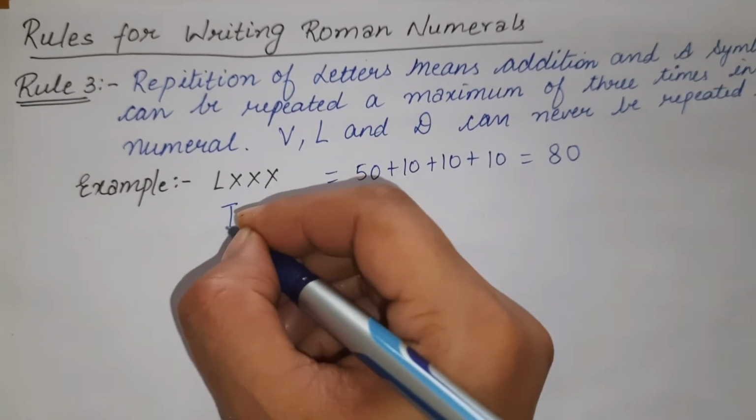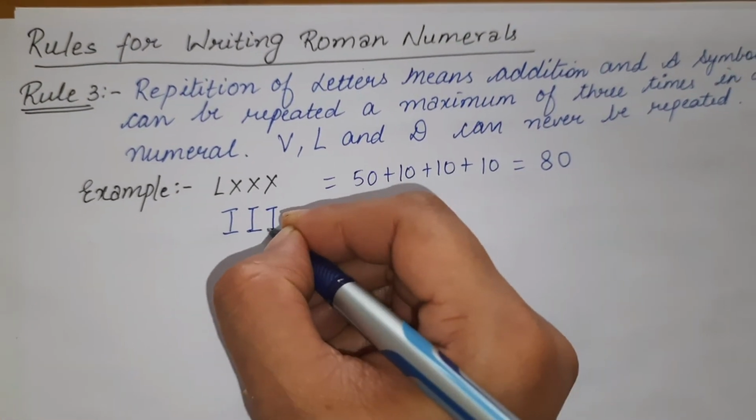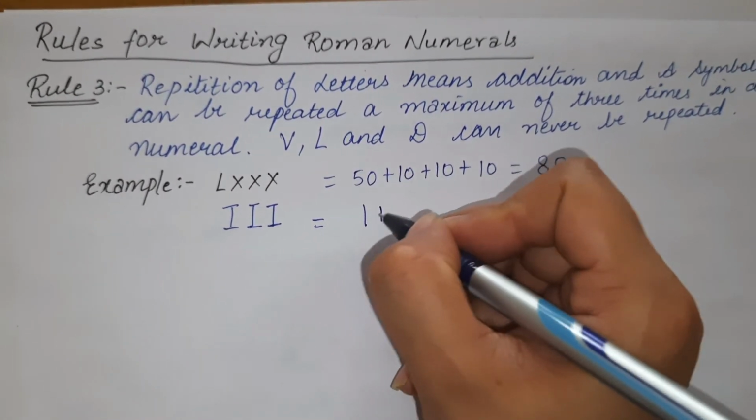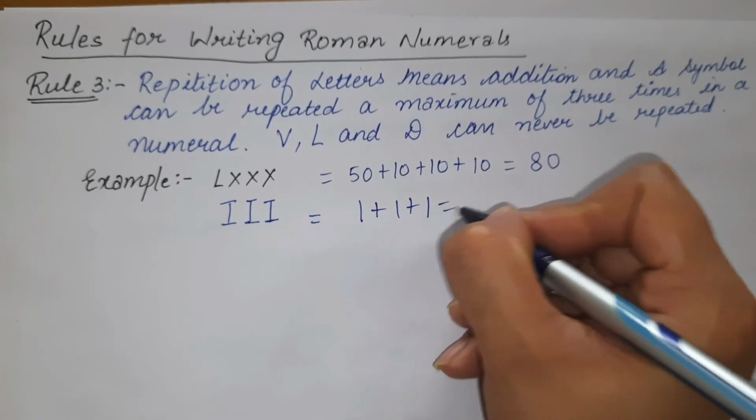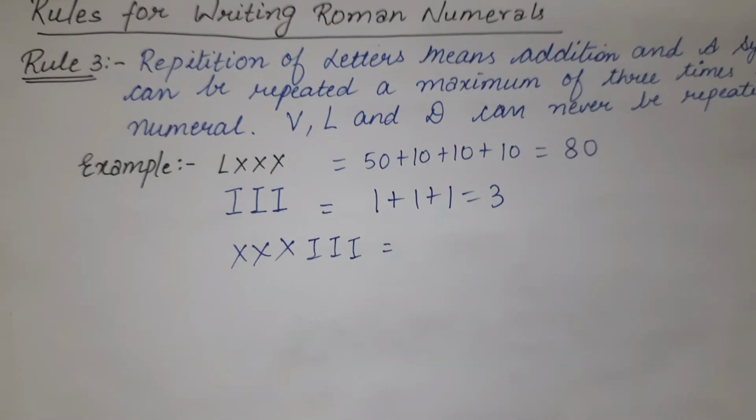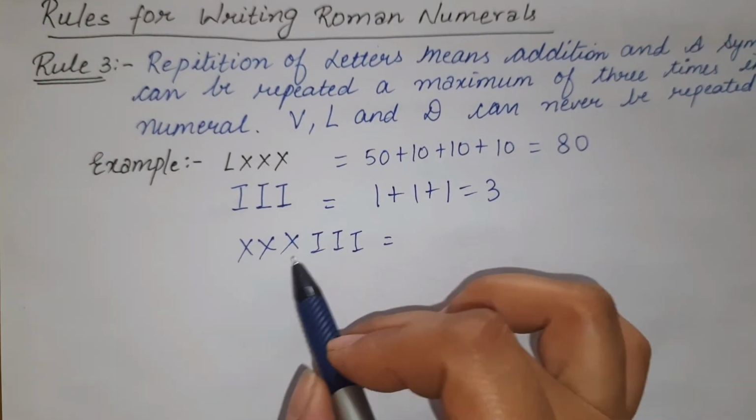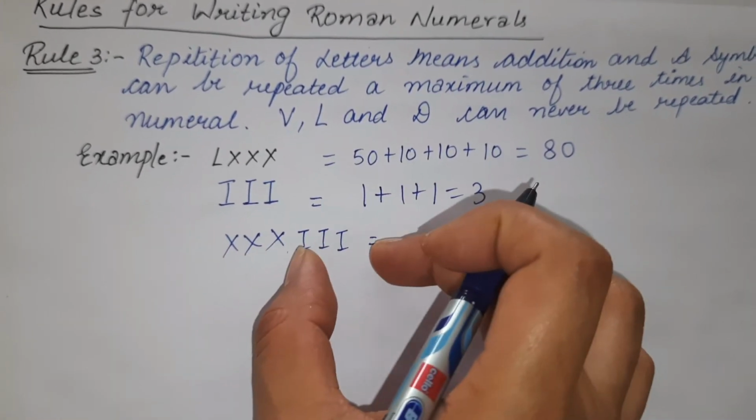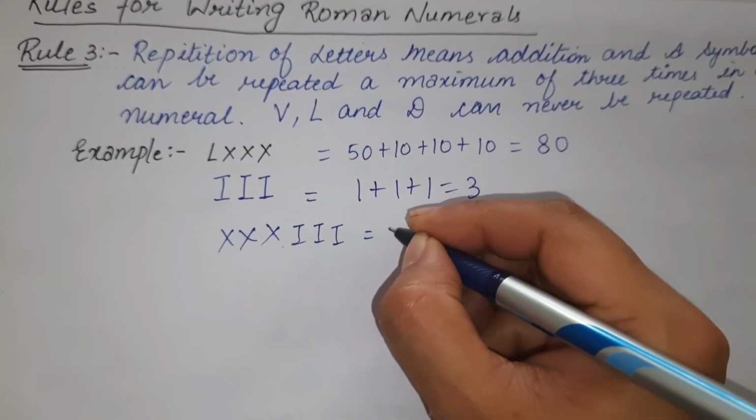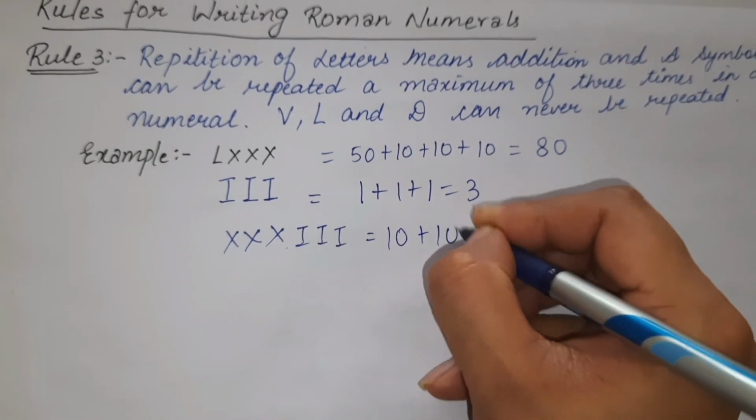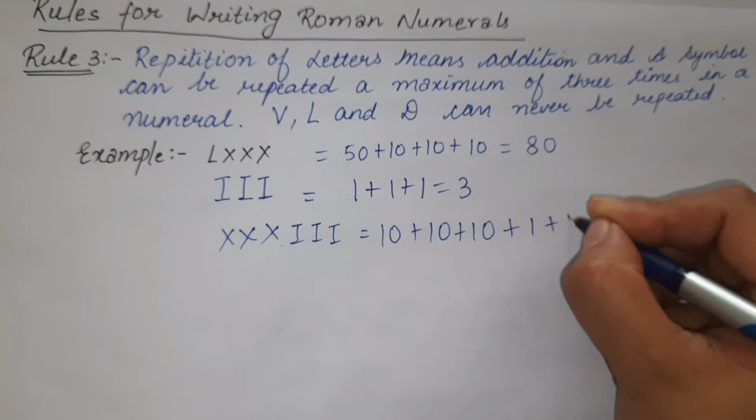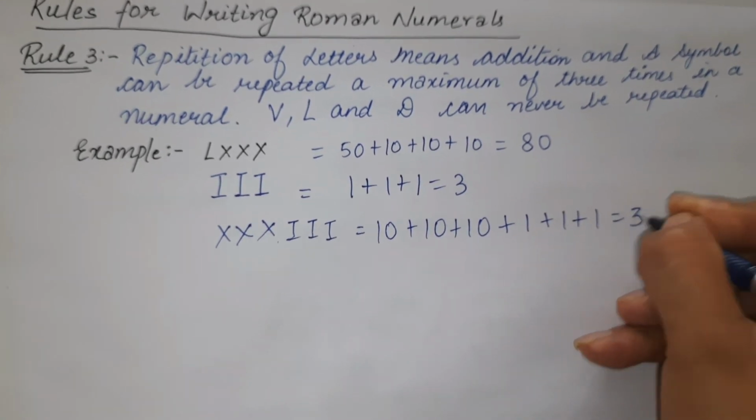If we have this I 3 times, so we will add the values, it will be 3. And if we have X, I, see X is repeated thrice, I is repeated thrice, so we will add the values, it will be 10 plus 10 plus 10, and 3I means 3 ones, so it will be 33.